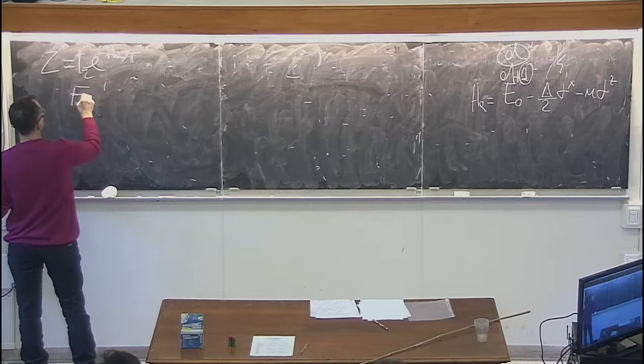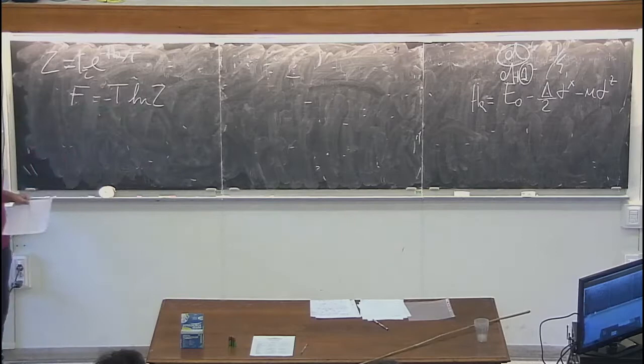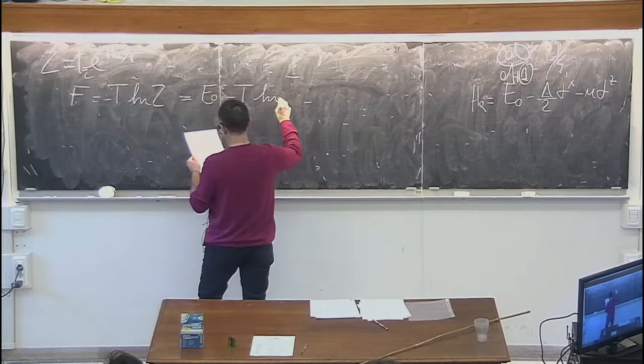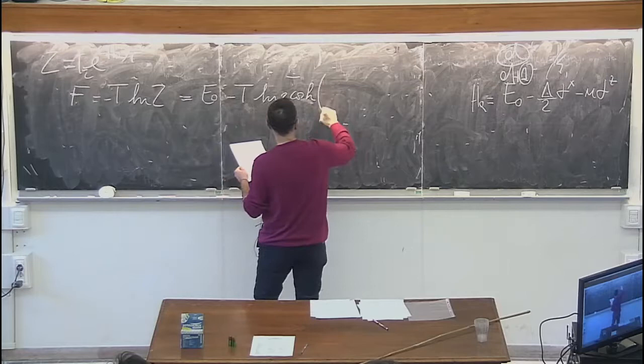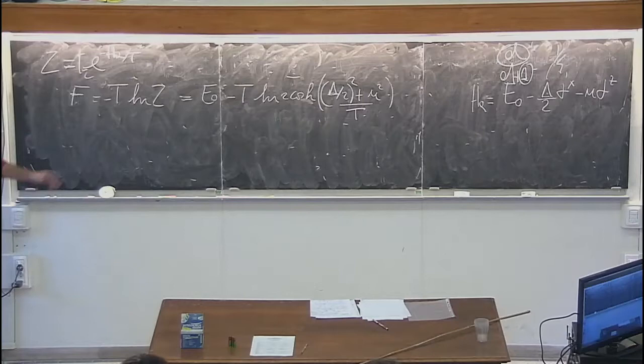If you define the free energy, the free energy should be defined as usual, minus T log Z, okay? You do the calculation and you get this: E0 minus T log 2 cosine H. Okay, this is the result you get. Very simple. In this case, the calculation is much simpler.